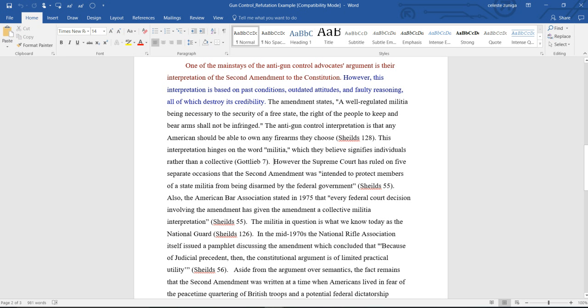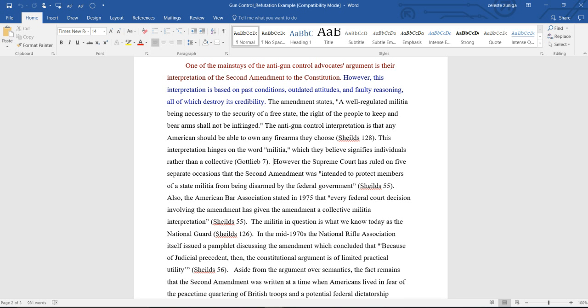However, the Supreme Court has ruled on 5 separate occasions that the Second Amendment was intended to protect members of a state militia from being disarmed by the federal government. And then, that's a really good fact. Also, the American Bar Association stated in 1975 that every federal court decision involving the amendment has given the amendment a collective militia interpretation. The militia in question is what we know today as the National Guard.